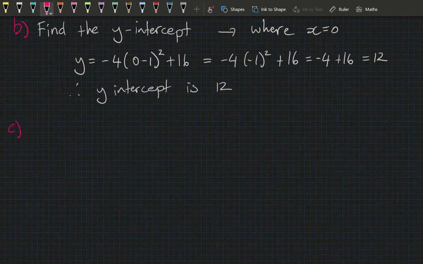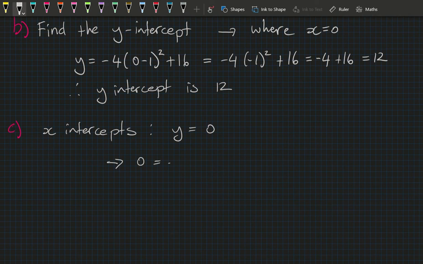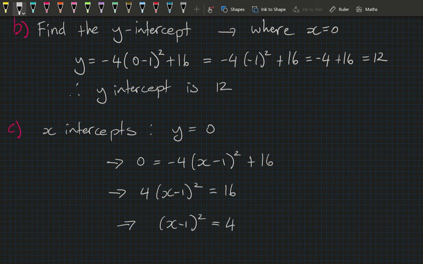Okay, finally in part C, we're going to find the x-intercepts, which is, of course, y is equal to 0. So when we sub in y is equal to 0, we end up with 0 is equal to -4 times x minus 1 squared plus 16. Lucky I could see part B there, right? So if I add the 4 times x minus 1 squared, I've got 4 times x minus 1 squared equals 16. Then I can divide both sides by 4.